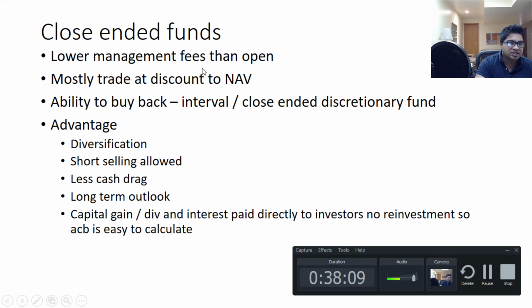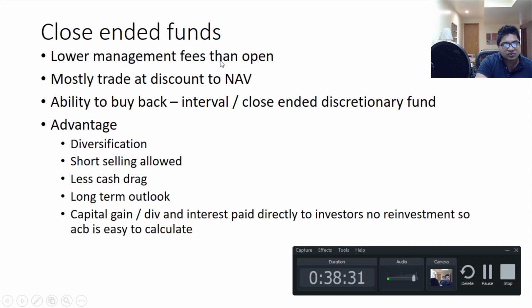Advantage, they have lower management fees than an open-ended mutual fund. Important fact, they mostly trade at a discount to NAV. Even though their units are listed on exchanges, they trade at a discount to NAV, and this discount generally increases in a bear market.